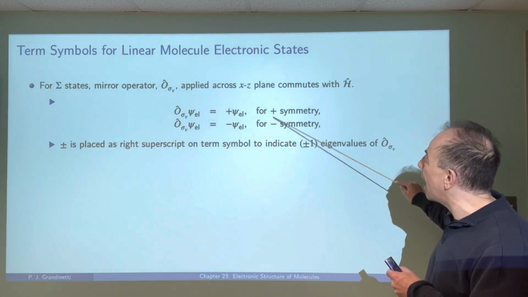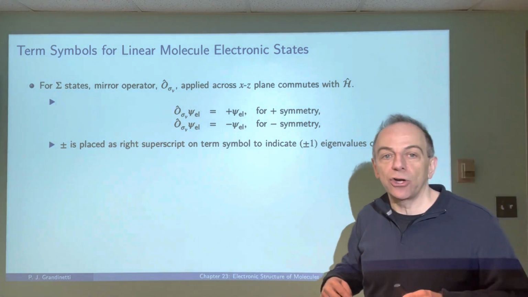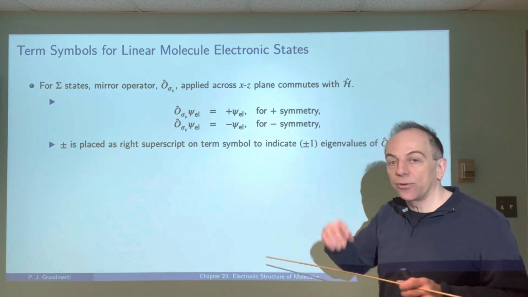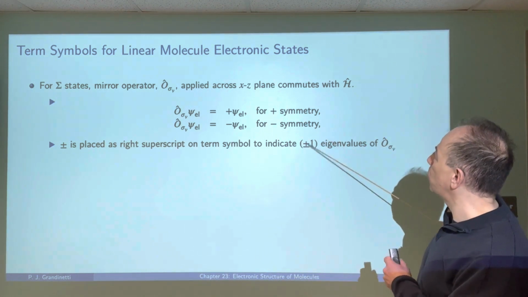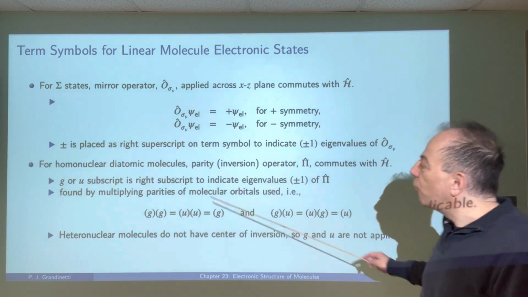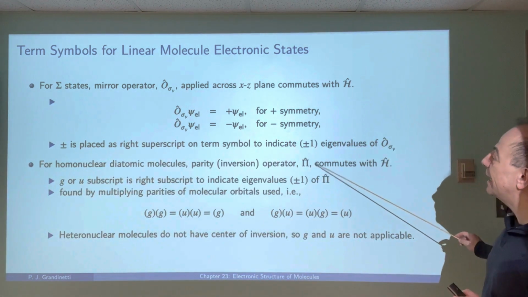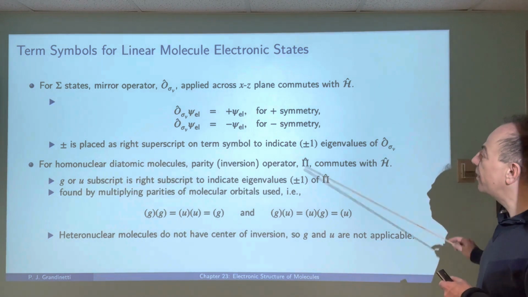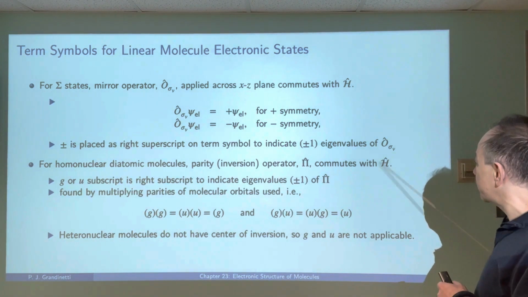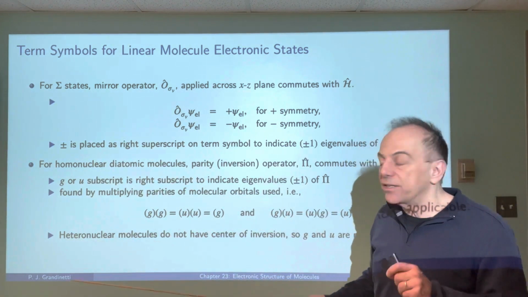So these two eigenvalues, plus or minus, we will actually add to the term symbol as a superscript to the right to indicate its quantum numbers under this operator. For homonuclear diatomic molecules, we'll also be interested in the quantum numbers for the parity operator, which commutes with the Hamiltonian in this case. And we've already done this already.